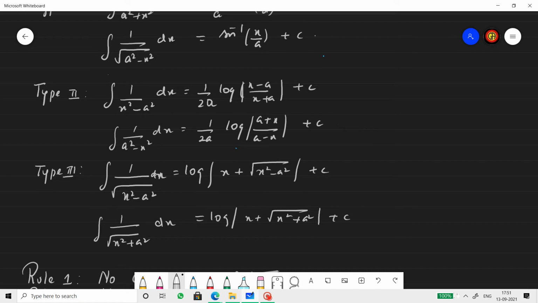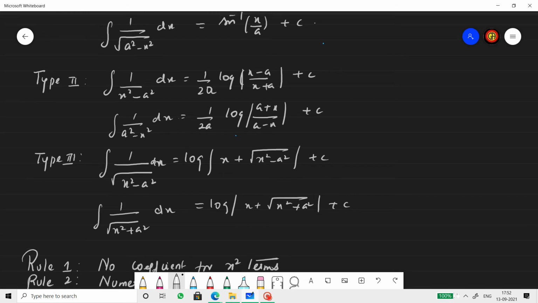Next one. Type 2, 1 by x square minus a square form and a square minus x square form. So if it's x square minus a square, it is 1 by 2a into log of x minus a by x plus a. If it's x minus a over here, it would be x minus a over here also. And if it's a square minus x square, it is a plus x by a minus x. That's the only difference. Rather than memorizing it blindly, it is important to see the difference. Then it's easier to keep in mind.